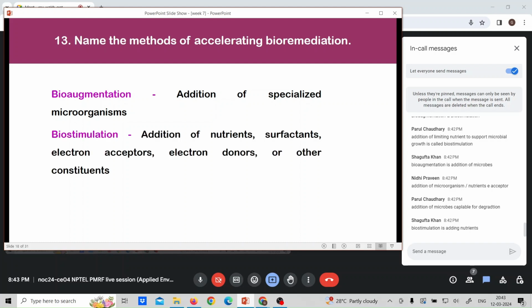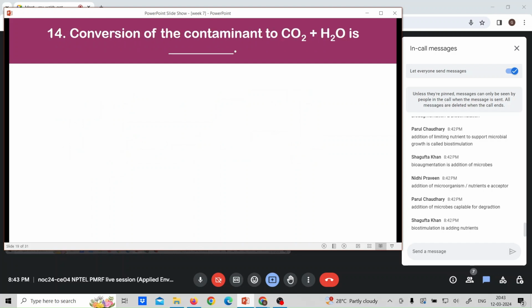And then biostimulation. You're going to stimulate something. For stimulating something, you need a stimulant, right? What will be the stimulant here? It will be the nutrients or the surfactants, electron acceptors, electron donors, or anything that can stimulate the process. Once you stimulate it, it will go at an accelerated rate. So biostimulation means you are adding some component like a nutrient or electron acceptor or donor. In augmentation, you are going to enhance the existing microorganisms only, so you will add microorganisms. This is the difference between augmentation and stimulation. Okay, with that, we'll go to the next question.